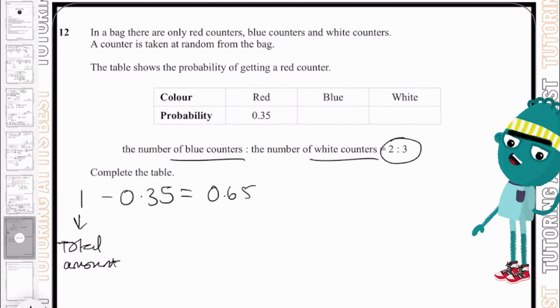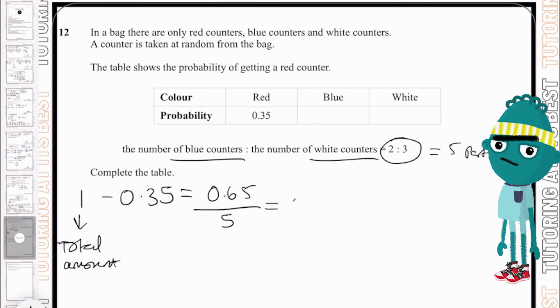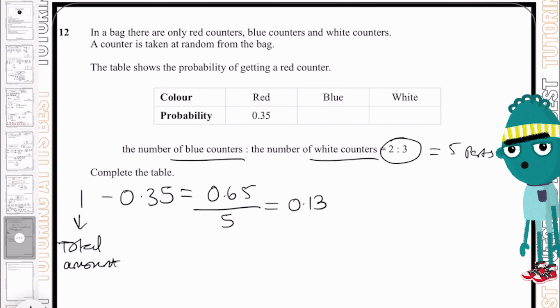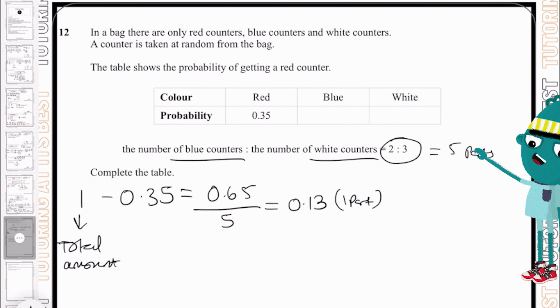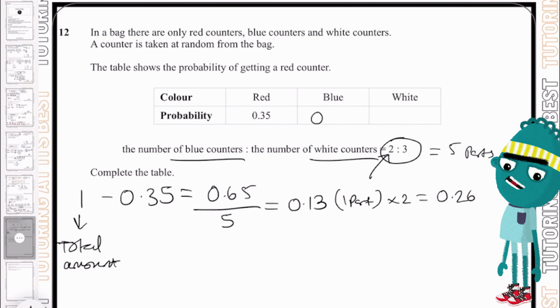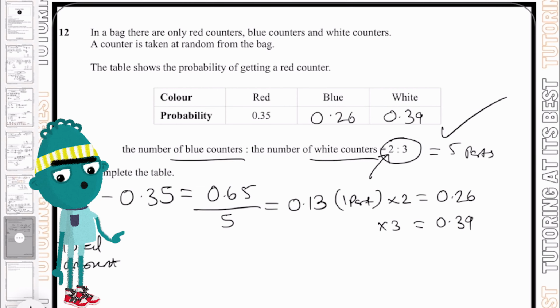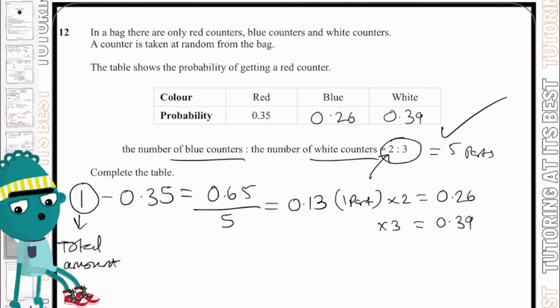Now out of the 0.65, we have 2 to 3, which gives us 5 parts. So now if I divide this by 5 parts, I know I get 0.13 as 1 part. And we know that blue counters was 2 parts. So if I times this by 2, it gives me 0.26, which is going to be my blue counter. And if I times this by 3, it will give me 0.39, which is my white counter. And that's now completed for us. So remember, probability is always out of 1 whole, and there we are.